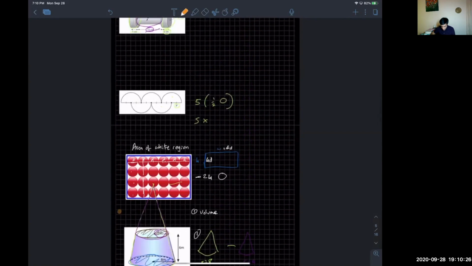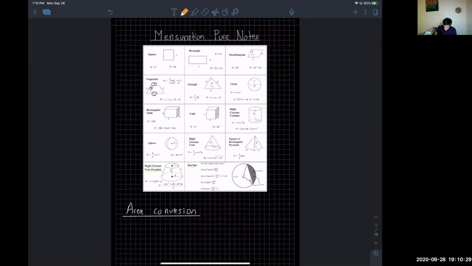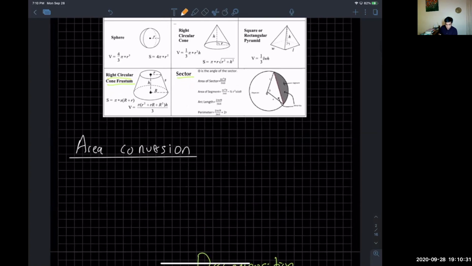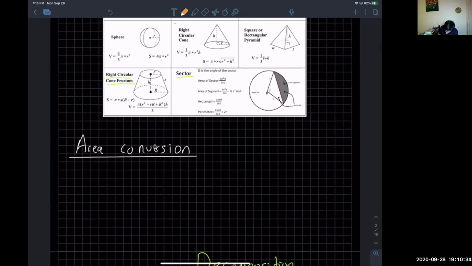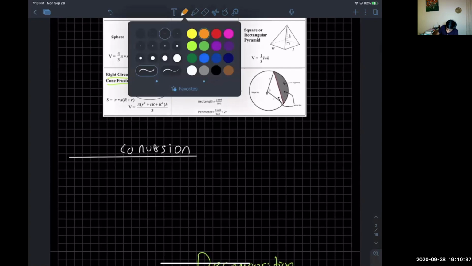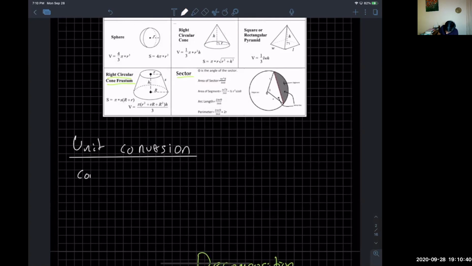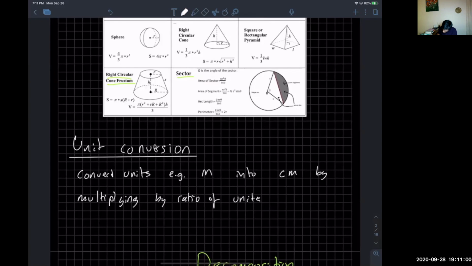We'll just do 2 quick questions, but if you have your pure notes, I want you to add this conversion piece into them. Actually, it's not area conversion, it's unit conversion. You can convert units, for example meters into centimeters, by multiplying by a ratio of units.